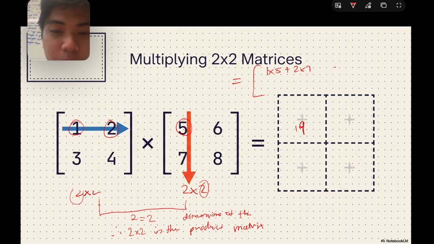For our top right, we would have row 1 times column 2. So that's going to be 1 times 6 plus 2 times 8. Then the bottom left, we have the second row, first column. So that's 3 times 5 plus 4 times 7. And then the second row, second column. So 3 times 6 plus 4 times 8.